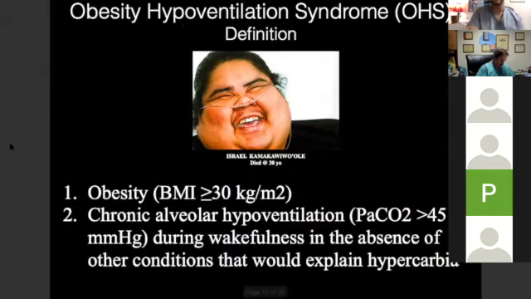All right, so let's dive into OHS, obesity hypoventilation syndrome. You will see these patients, and not everything in medicine is intuitive. Some things you have to know what to look for, and that's why I want to point this out. So this is the look, by the way. This is Israel Kamakawiwo'ole. I said he died at 32, he died at 38, actually. And this is the look.